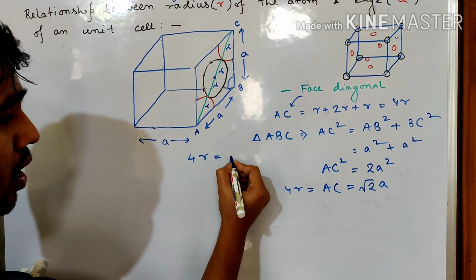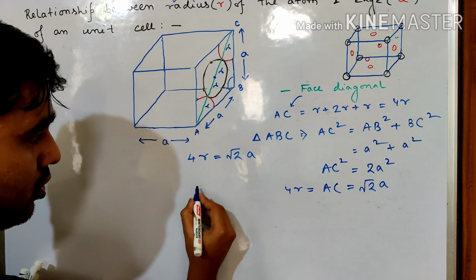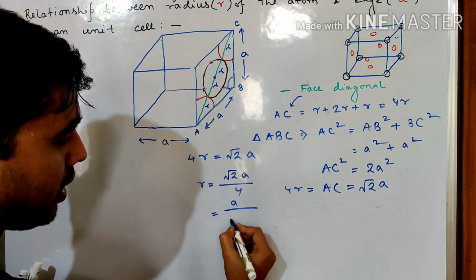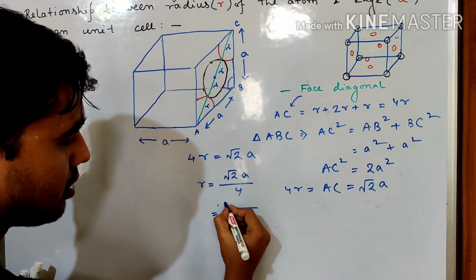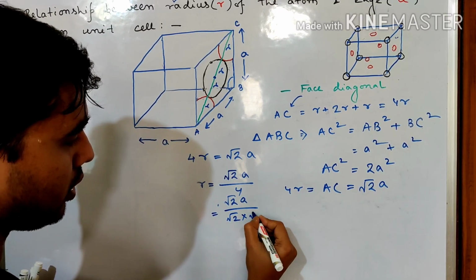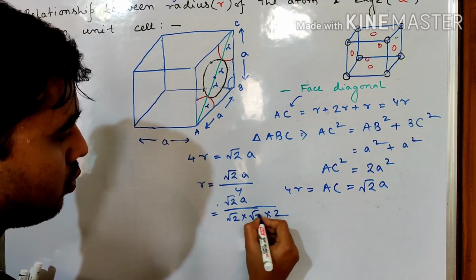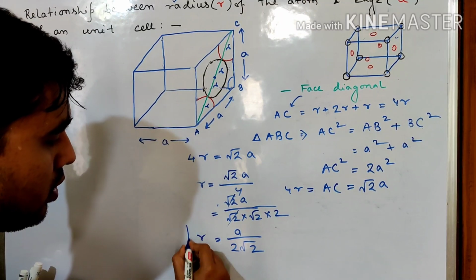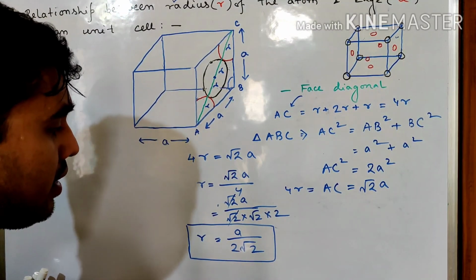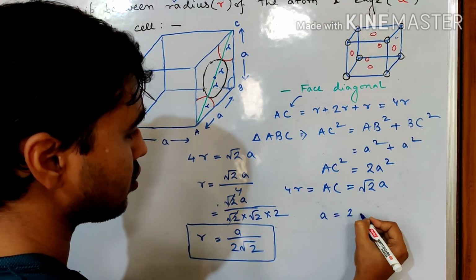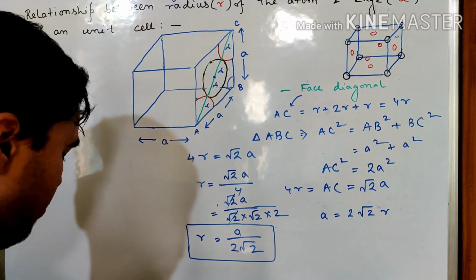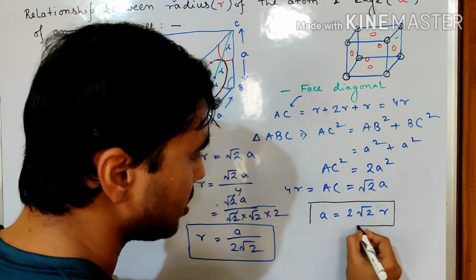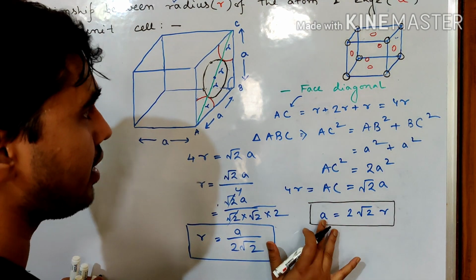So from here we can say 4r is equal to root 2 into a. So r should be root 2 a by 4, or you can say a by 2 root 2, since the root 2 cancels out. This is one relation. Simultaneously, a can also be written as 2 root 2 into r, and this one we will be using to find out the packing fraction of the FCC structure. So this is the relationship between r and a in case of FCC.